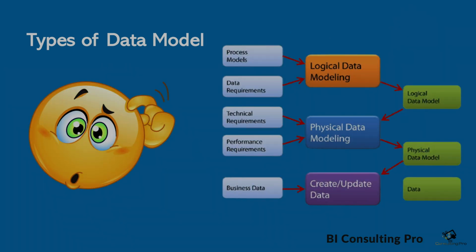So, types of data model. Whenever anybody is creating a new data model from scratch, there are basically 3 different kinds of data model, which start from logical data modeling, then come to physical data modeling, and third is create and update the data.